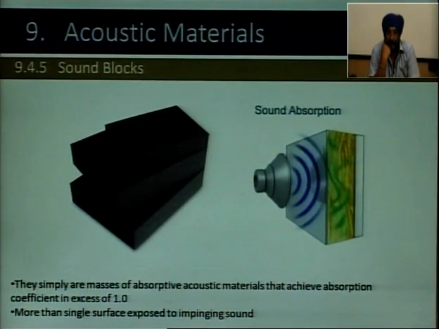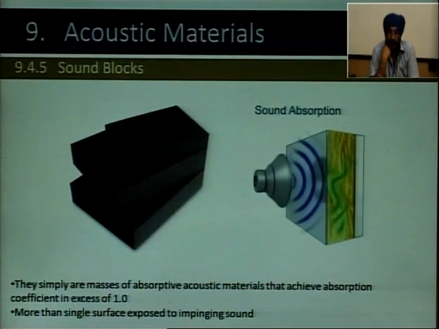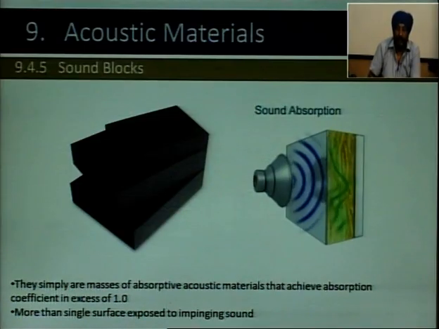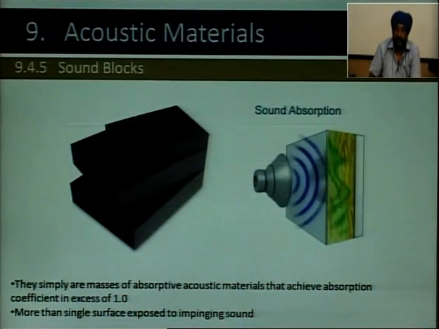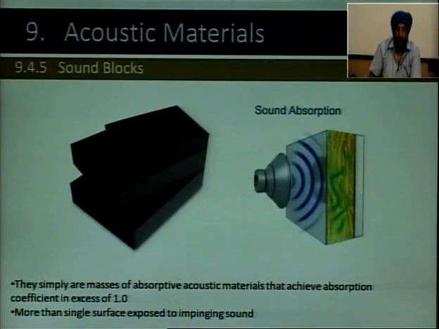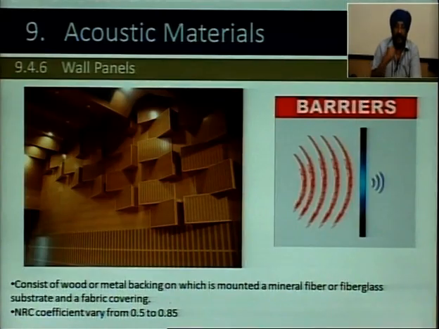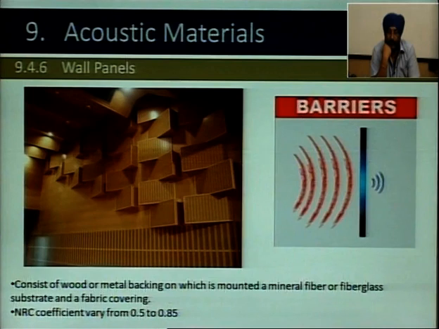The acoustic materials, then also sound blocks are available. So, this is a block, and the visual on the right side is showing how it is absorbing the sound from the source. So, more than a single surface exposed to impinging sound. Now, look at how fantastic this visual on the left side, wall panels. They consist of wood or metal backing on which is mounted a mineral fiber or fiberglass substrate and a fabric covering. The NRC coefficient varies from 0.5 to 0.85.